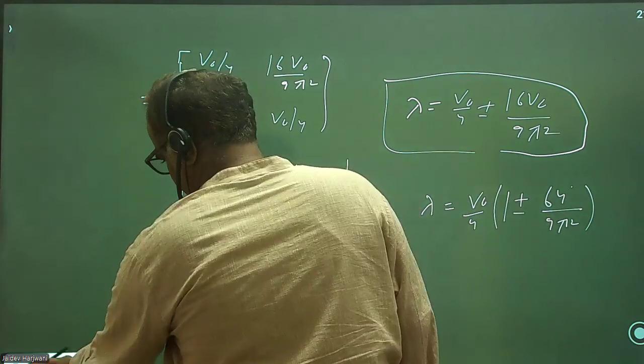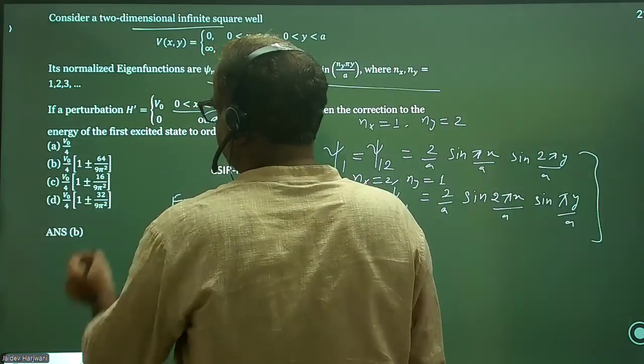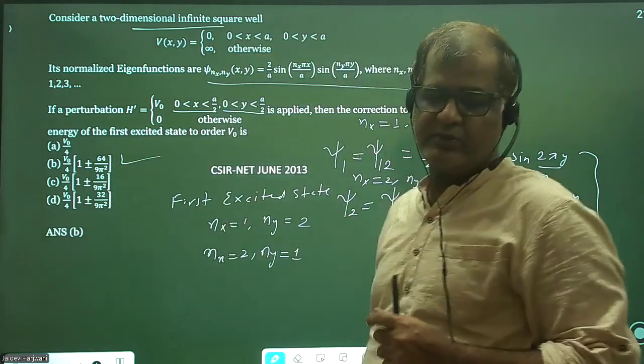So let us check the answers. V naught by 4 times this, so B is the correct answer for this question. So this is the solution.